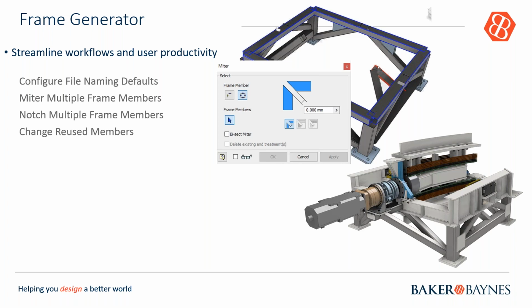All right. So in the file naming defaults dialog, you can click the add attribute drop down list to configure the naming scheme itself, and you can change the naming schemes in that. On the Miter option, the option to select multiple frame members is added to the dialog box, so you could do multiple miters at the same time, which is very nice. The notch option as well, select multiple frame members, as well as the change. The new selection for editing behavior is introduced to the change command. All right, so there's some nice enhancements on that side.